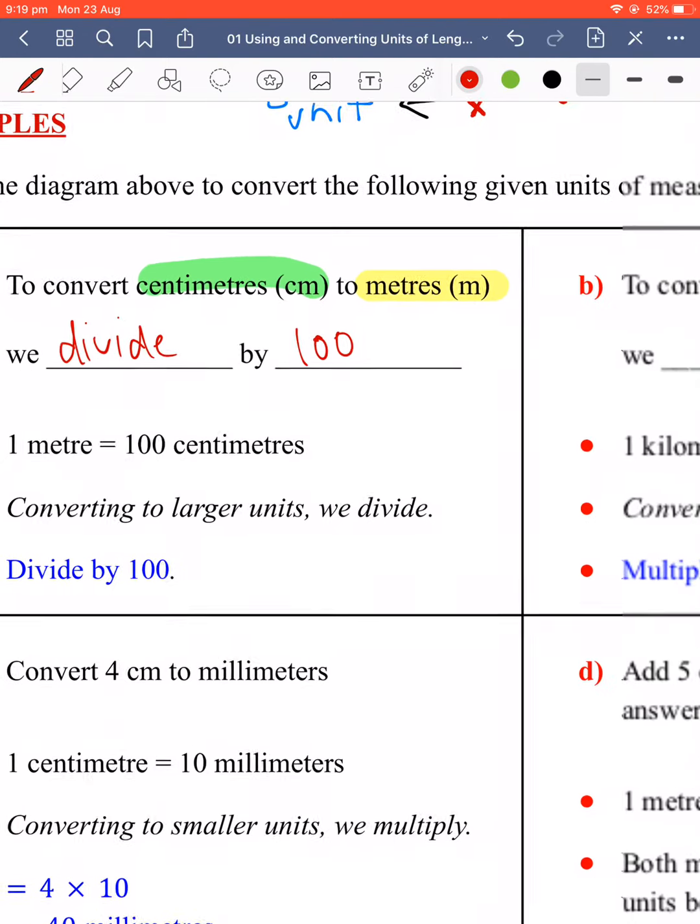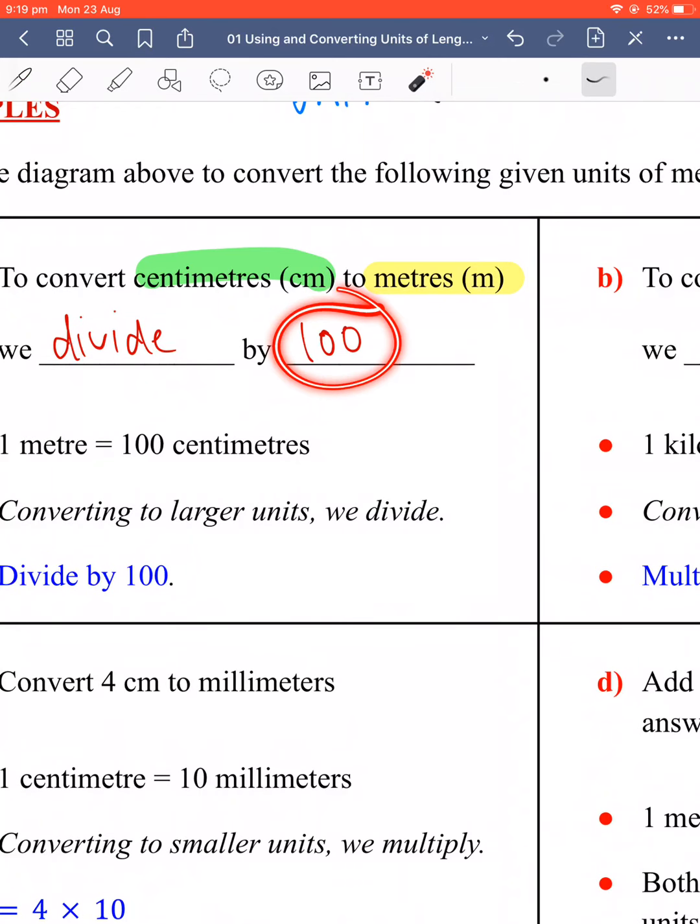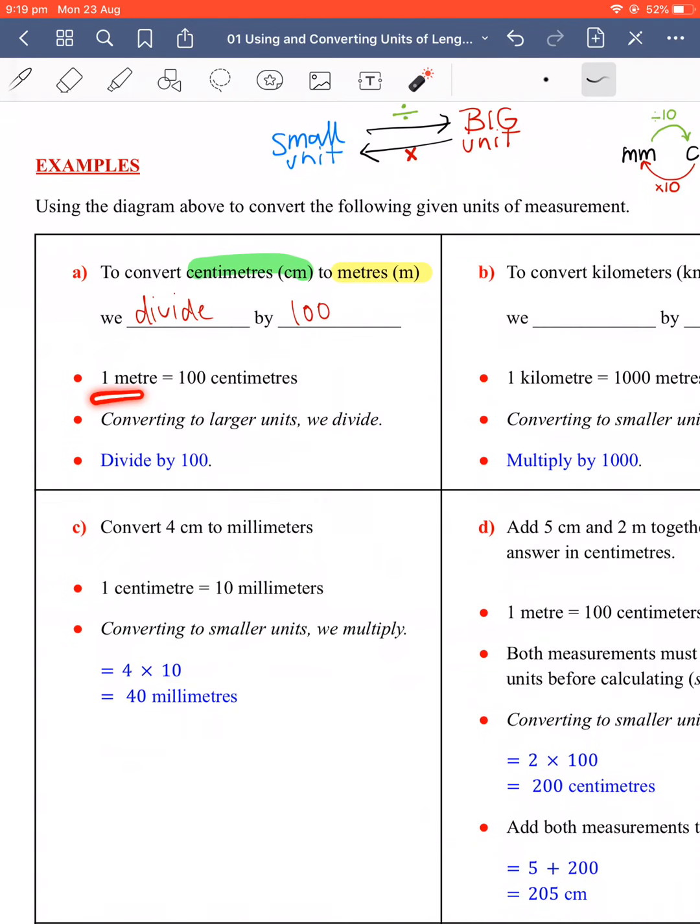Another way to remember this is 100 centimeters is in 1 meter. So that's a different way you can remember it. So 1 meter is 100 centimeters. So we are going to divide and divide by 100.